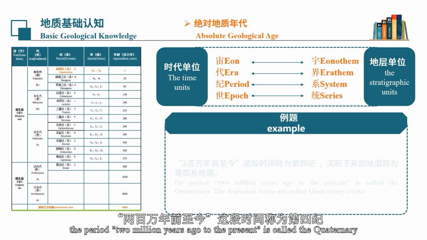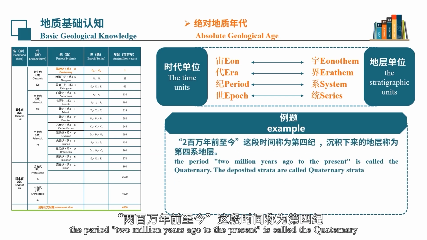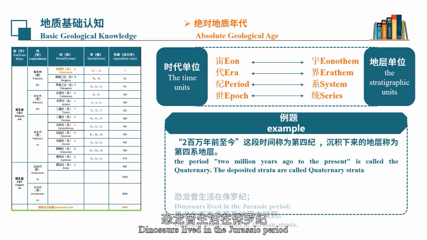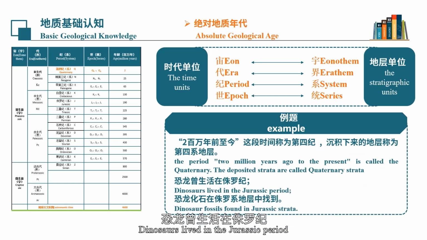For example, the period from 2 million years ago to the present is called the Quaternary. The deposited strata are called Quaternary strata. Dinosaurs lived in the Jurassic period. Dinosaur fossils are found in Jurassic strata.